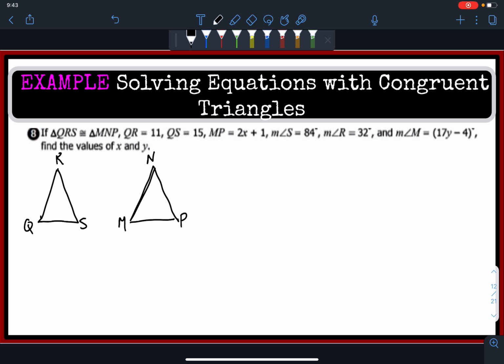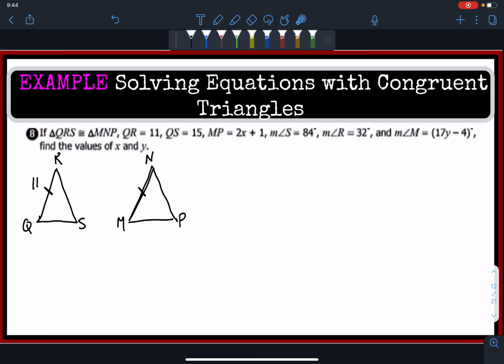So it's easy again to indicate what the corresponding sides are. So we have QR corresponds to the left side on the other triangle. So well, QR is 11. Do we know what the measurement of MN is? No, we do not. We don't have anything about that.